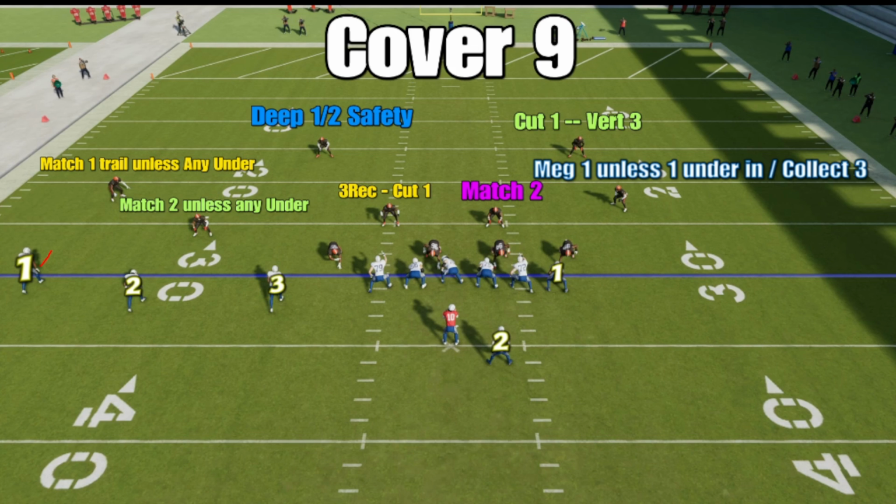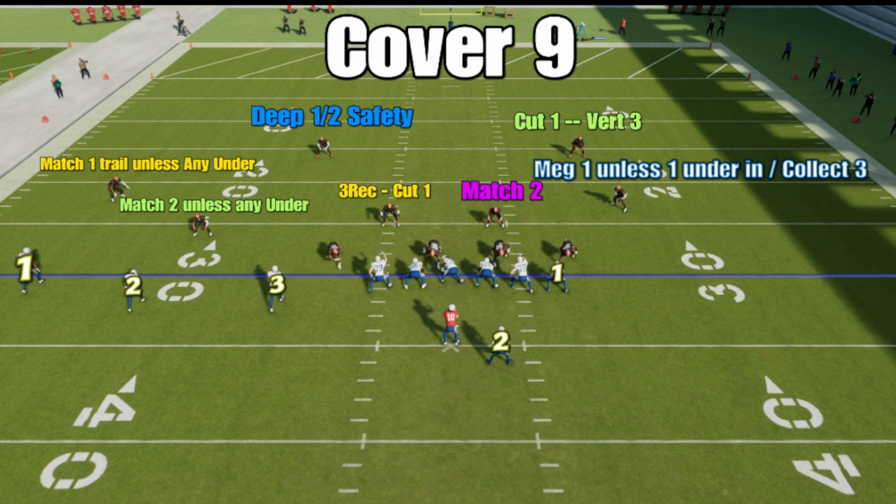If one goes vertical and this guy goes to the flat, well, then he's going to take the flat. Right? Let's move on to this guy. He matches two unless there's any unders, right? So again, in the instance where these guys are going vertical, then he's going to match this route. He's going to match this route. And obviously we would have someone for the vertical of three. I believe it's him. Yeah, vert three.